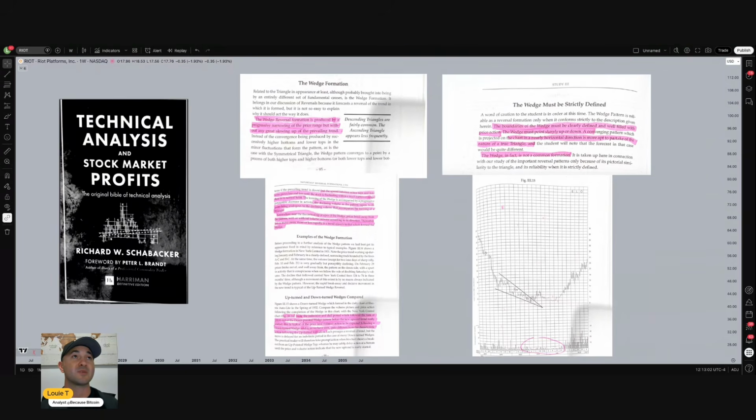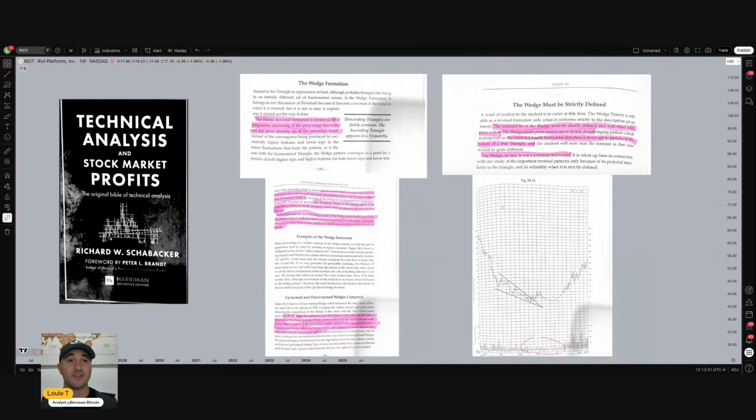The boundaries of the wedge must be clearly defined and well filled with price action. The wedge must point sharply down or sharply up. A converging pattern which is projected on the chart in a nearly horizontal direction is more partake of a nature of a triangle or a range. So that's just a little excerpt that I highlighted when I read through this book. We're going to get into a lot more of this in my own thoughts and stuff.